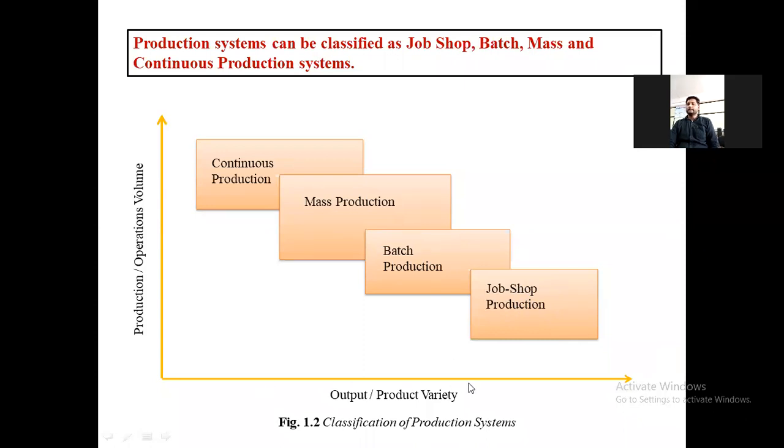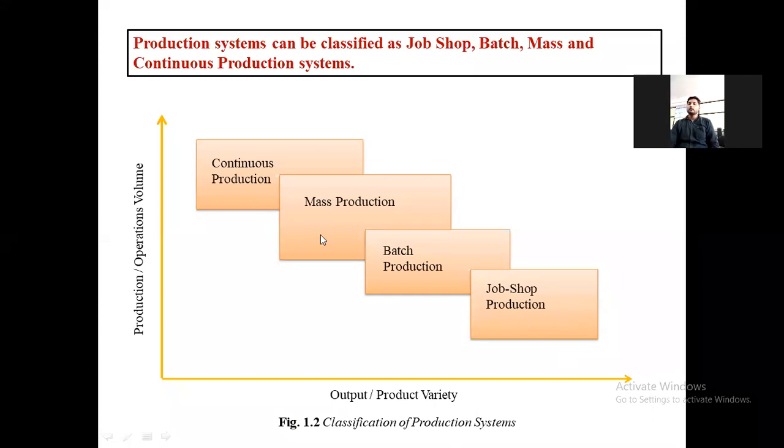On the x-axis there is variety, on the y-axis there is volume. When variety is very high, we are away from the zero on the x-axis. So variety is very high and volume is very low. On the y-axis we are closer to the zero or the center point. So low volume is only in job shop production. Very low volume is there and variety is very high.